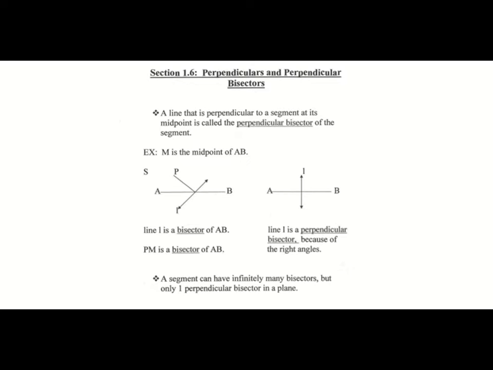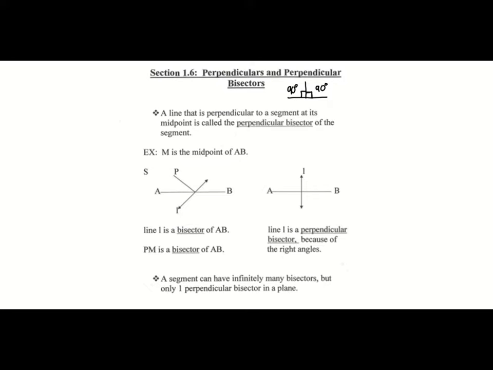Our last section in Unit 1 is about perpendiculars and perpendicular bisectors. So remember that a perpendicular line creates a 90-degree angle. So if we draw our perpendicular line, we have 90 degrees in the corner on both sides. 90 degrees there, 90 degrees there. These two lines are perpendicular.